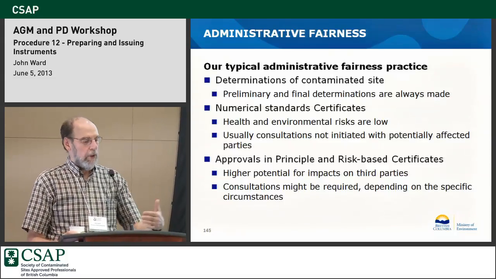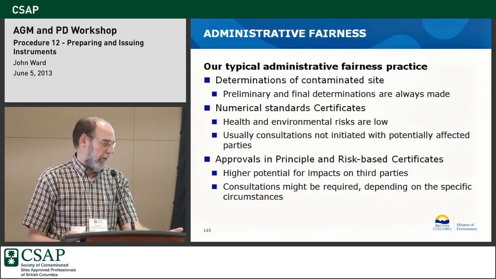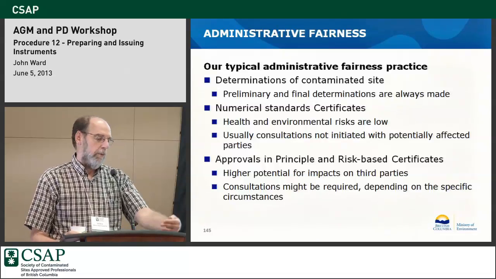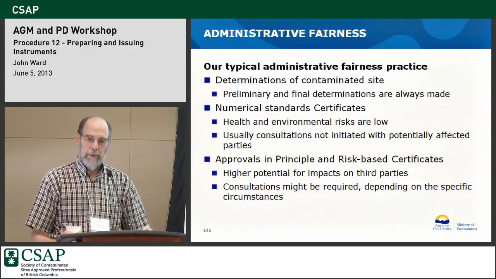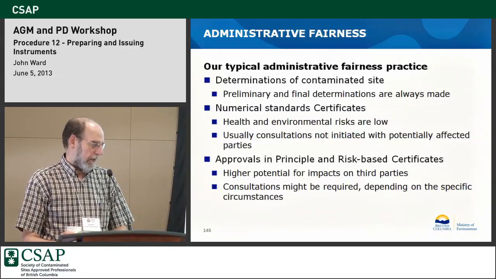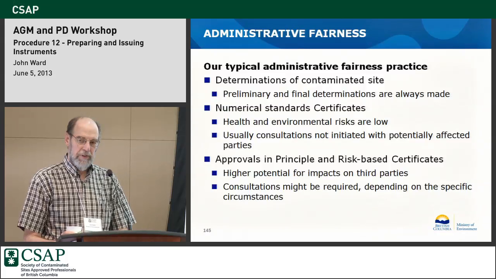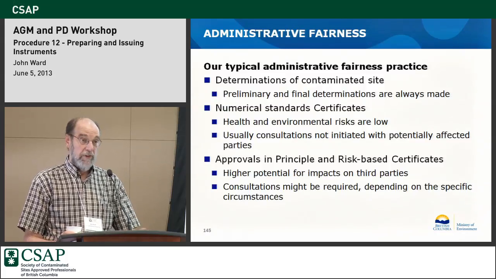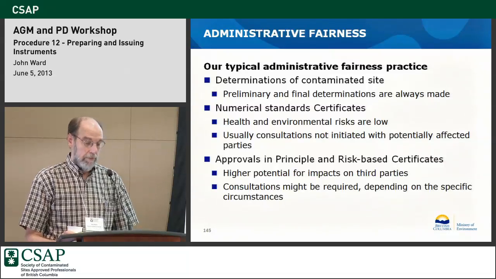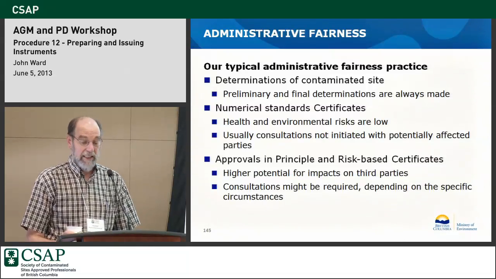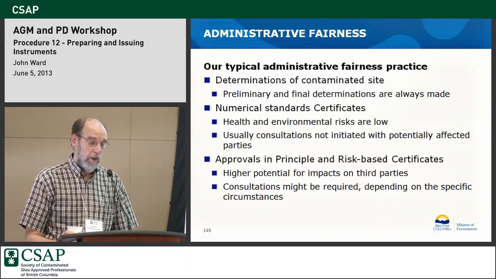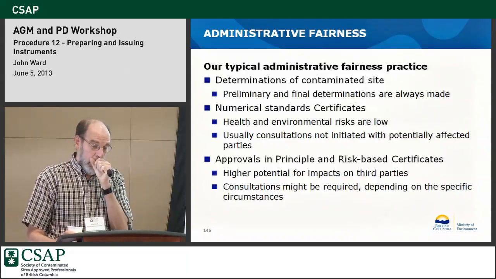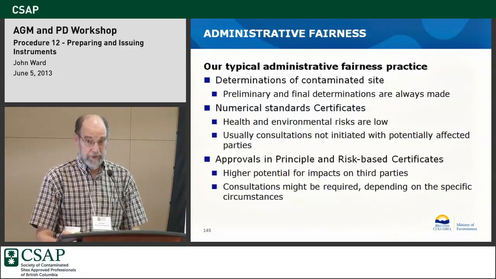So what's the bottom line here in terms of our actual practice? So for determinations of contaminated site, the requirements are built into Section 44. So we always do those consultations on the preliminary determinations. Now, how about the numerical standard certificates? And I think I can speak for all the managers who sign these things off. These are good news. The site is unlikely contaminated. The possibility of impacts is very low. They're meeting the remediation standards for particular uses. So we don't normally send these to potentially affected parties for consultation.